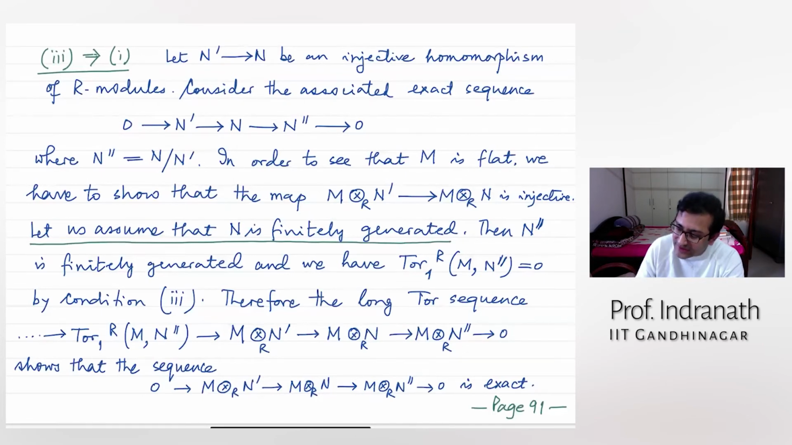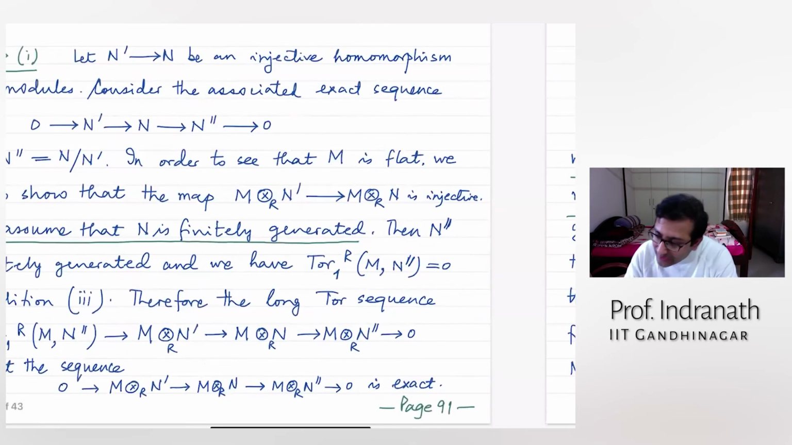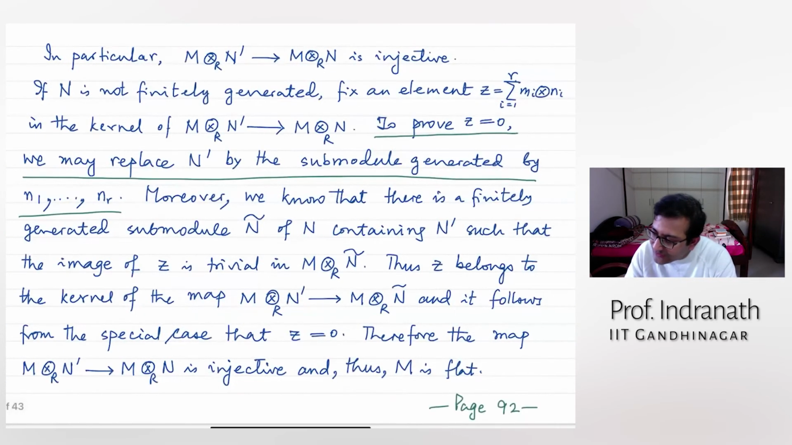You need to just do it over an arbitrary R module. Now if N is not finitely generated, we use the same kind of argument. Basically you want to show that some element in the kernel is 0. So you will be starting with an element there. It will only involve finitely many of them, and you will have to involve another submodule. So fix an element here in the kernel of this.